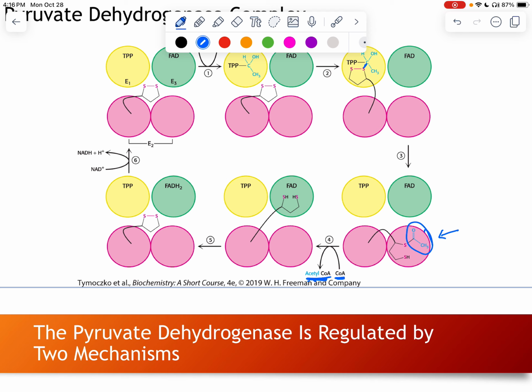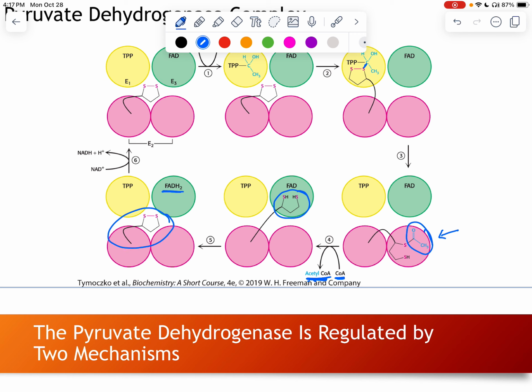As that happens, we now have almost, but not quite, our original swinging arm back. But we need to reoxidize those sulfurs so that it's ready to go again. So these will be oxidized by the FAD. The FAD will pick up those electrons. We get FADH2. We have our original swinging arm back.